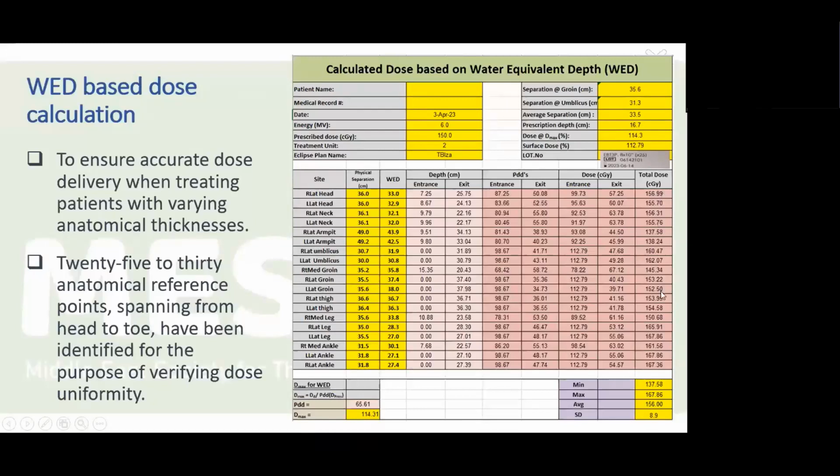If there is any change with the CT, we can intervene between the fractions as well, or before the patient treatment. If it is within 10%, then we go with that. Otherwise, sometimes we repeat the CT as well.